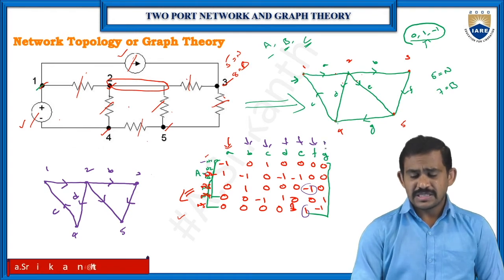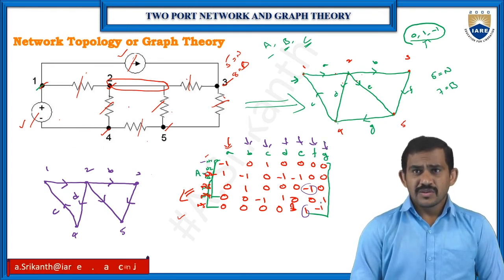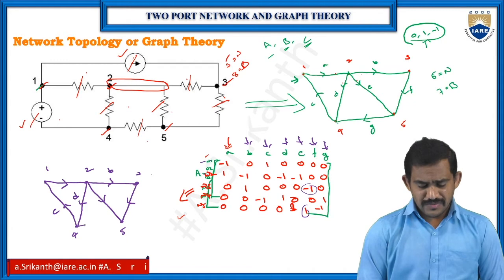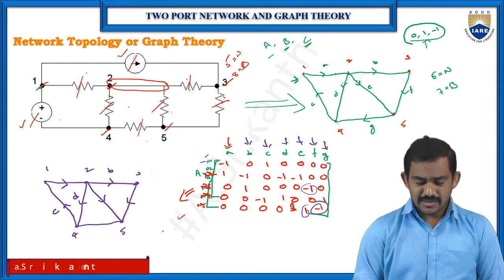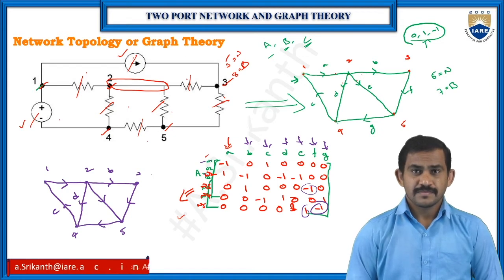Next, the G branch. So the G branch is between 4 and 5, and check the direction. So 5 is minus, and 4 is the direction.